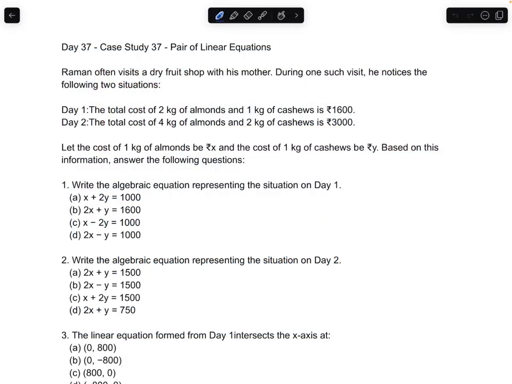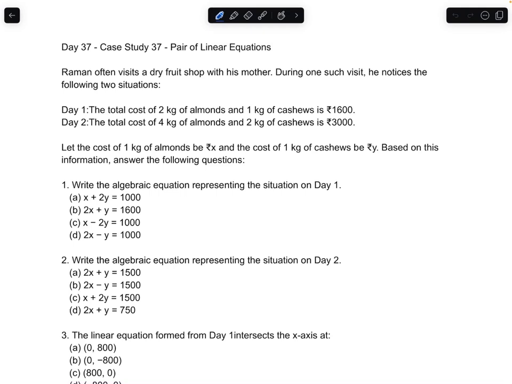The question goes like this. Raman often visits a dry fruit shop with his mother. During one such visit, he notices the following two situations. Day 1, the total cost of 2 kg of almonds and 1 kg of cashew is rupees 1600. Day 2, the total cost of 4 kg of almonds and 2 kg of cashews is rupees 3000.